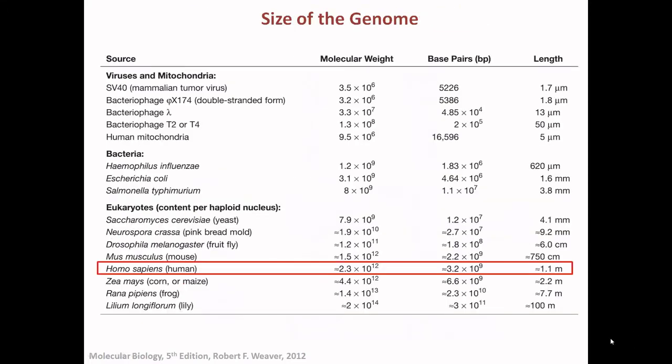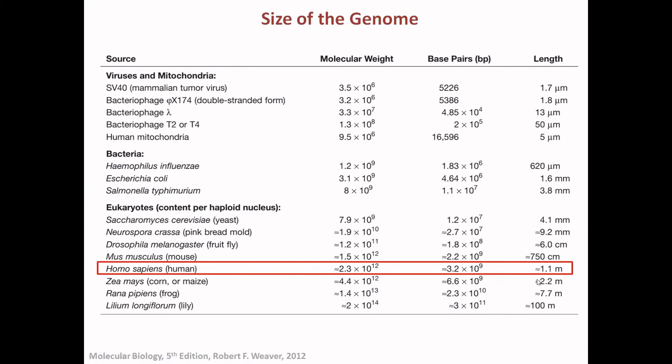So before going there, this is the size of the haploid genome. In the gametes we have the haploid set of the chromosomes. This is important in calculation. So we'll focus on Homo sapiens. We have 3.2 billion nucleotide bases in a haploid set of chromosomes.